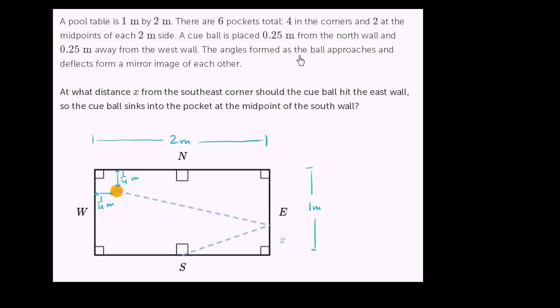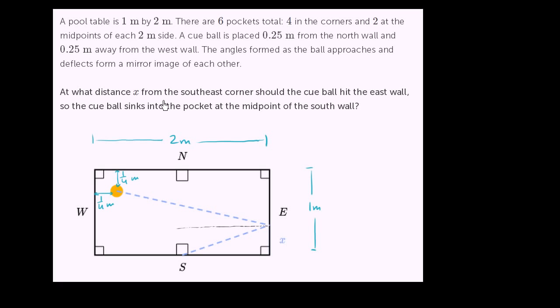The angles formed as the ball approaches and deflects form a mirror image of each other. So as we approach and then we deflect, they're mirror images. If we could imagine a mirror right over there, we see that they are mirror images of each other.